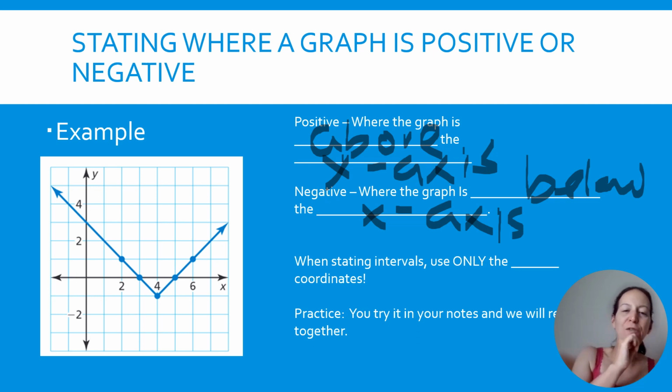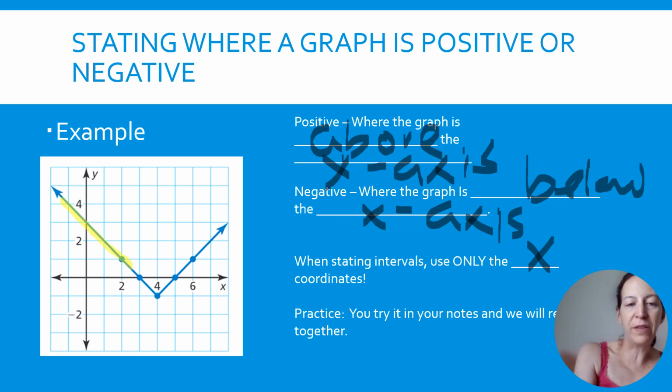So positive is above the x-axis, negative is below the x-axis. And as with increasing and decreasing, highlighting the area is going to let me know whether or not you know the vocabulary, even if the notation is a little shaky. So as before, you only use the x-axis. Okay, so I'm going to start with positive. So where is the graph positive? Where is it above the x-axis?